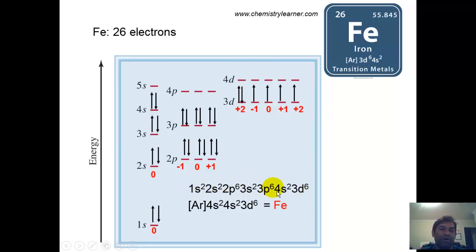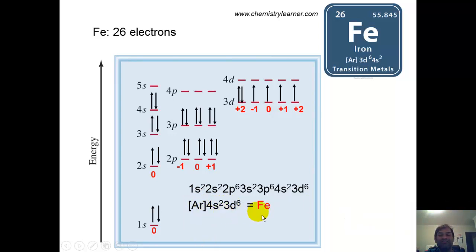This is the long form. One thing you can also do is the short form. If you realize that 3s2, 3p6 is actually the electron configuration for argon, so from 1s2 all the way to 3p6 is argon, then the condensed electron configuration is argon 4s2, 3d6. Actually, that's a mistake here. The correct electron configuration for iron is argon 4s2, 3d6. In fact, the nearest noble gas for iron is argon.